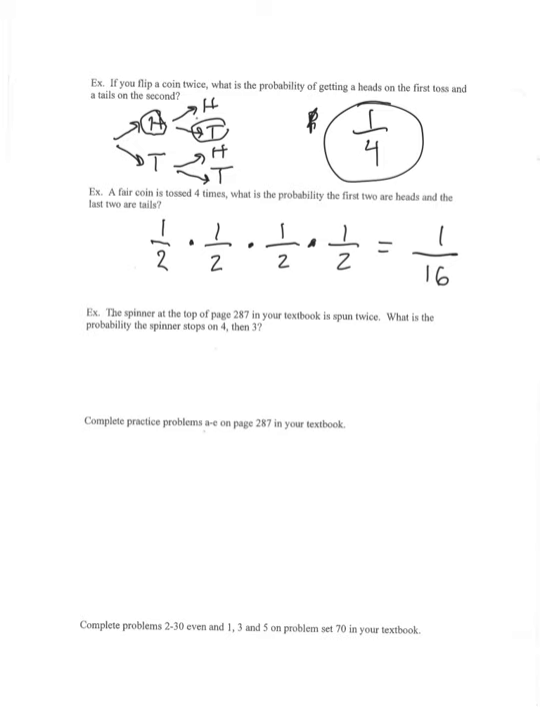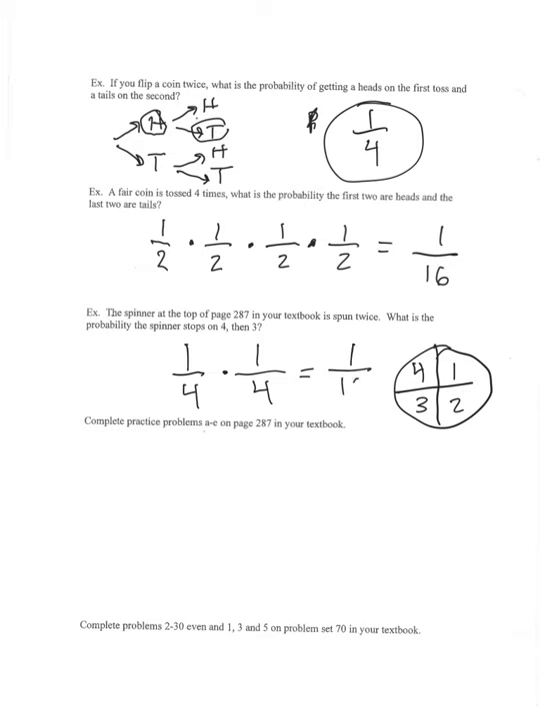All right, so if you go to the spinner on page 287, the spinner on page 287 kind of looks like this. I can kind of help you out with that. Okay. It says, what is the probability the spinner stops at 4 and then stops at 3? Well, the probability that it stops at 4 is 1 out of 4. The probability that it stops at 3 is also 1 out of 4. So if we multiply each of those independent probabilities together, we end up with a probability of 1/16 that it's actually going to work out exactly as it's described.